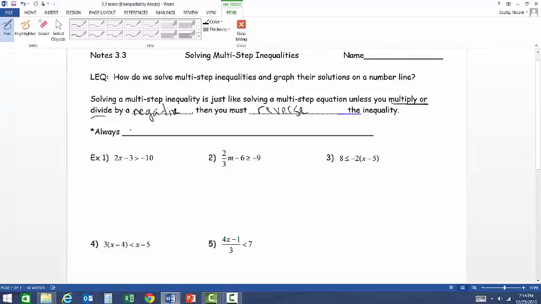And as always, we need to make sure we put our letter on the left. So just make sure at the very end of the problem, your letter's on the left side. That way it's easy to graph.